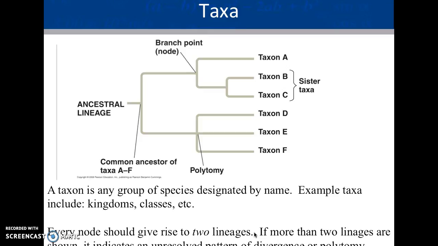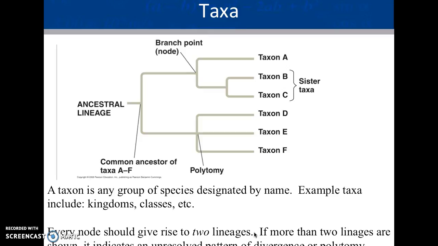When we're using scientific terms to refer to things in a phylogenetic tree, we want to talk about it in this way. A taxon is any group of species designated by a name. So taxon A, B, it's usually the end of a line. A node is a point at which two new lineages are diverging. We also call them a branch point. If more than two lineages are shown, it indicates an unresolved pattern of divergence.